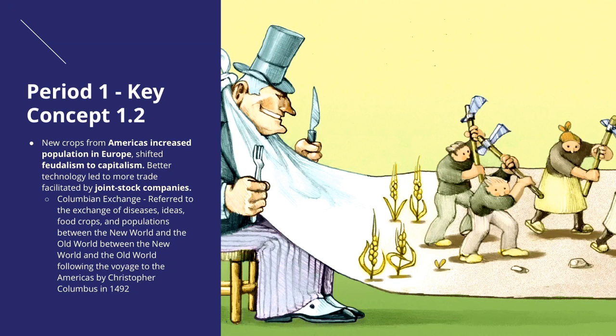New crops from the Americas are going to increase the population in Europe. We're going to see a shift into capitalism. If you look at this graphic here, it's a great picture of what capitalism looks like. You have all of these hard working people, right? And someone's just eating it up. We're also going to see this new technology again, leading to these new companies known as joint stock companies, okay?